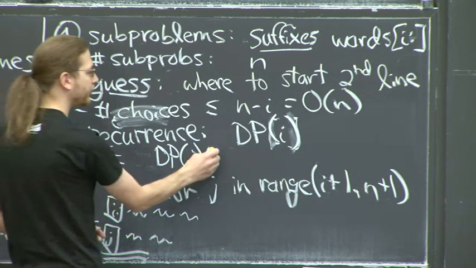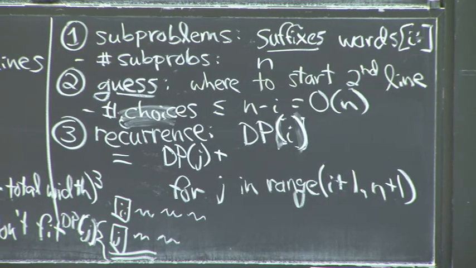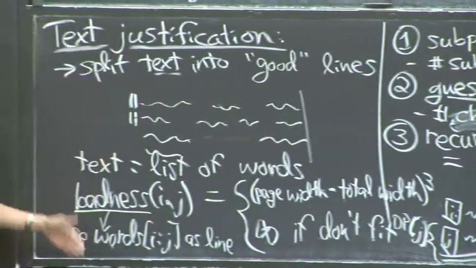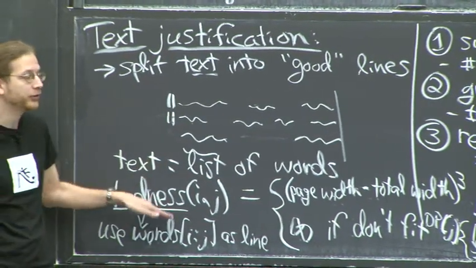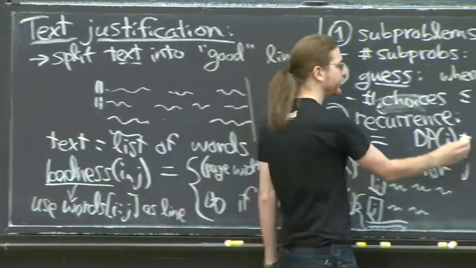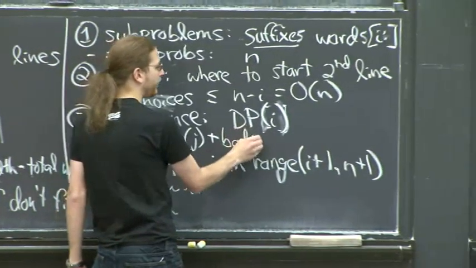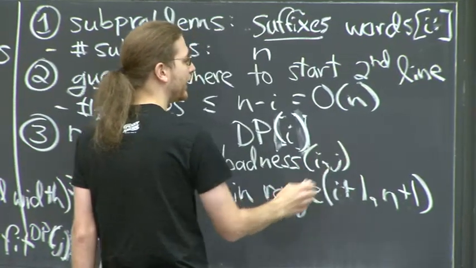But then I also have to think about, well, what about the first line? How much does that cost? Well, that's just badness of ij. And we've already defined that. We can compute it in constant time. Dynamic programming doesn't really care what this is. It could be anything. As long as you're trying to minimize the sum of the badnesses, whatever function is in here, you just compute it here. This is the power of dynamic programming. It works for all variations of this problem, however you define badness.